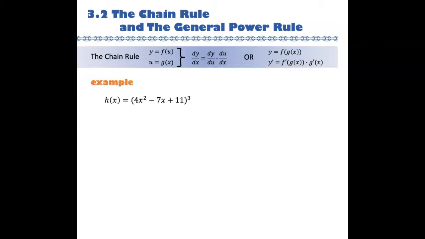All right, this is a purely symbolic example. So we have h of x defined as this trinomial cubed. The trinomial is 4x squared minus 7x plus 11. And we're just going to cube that whole thing.